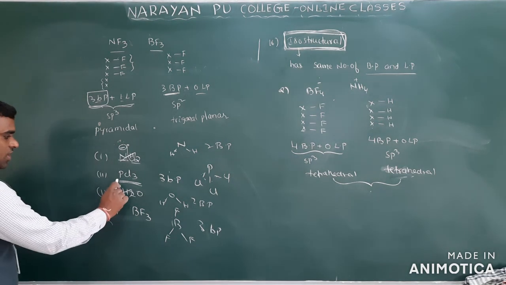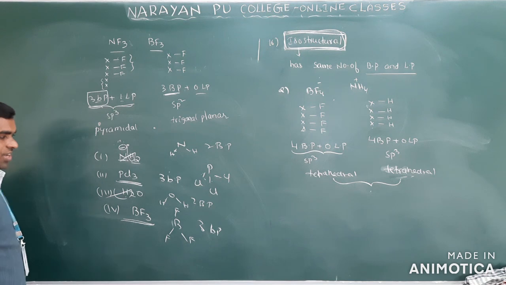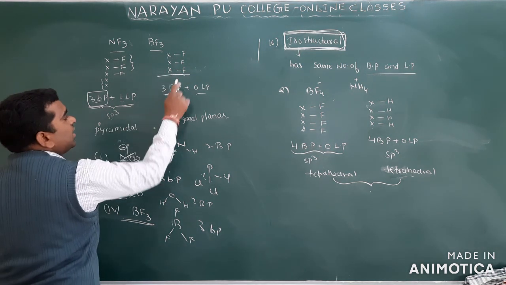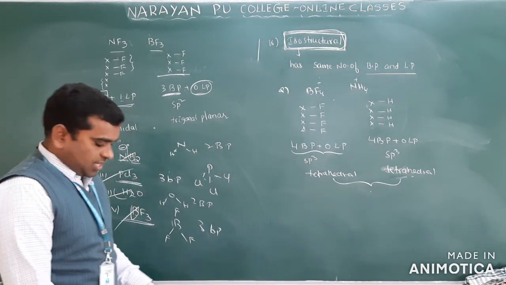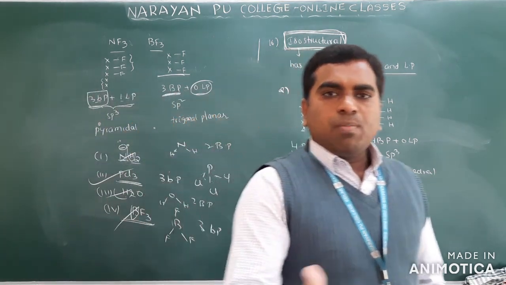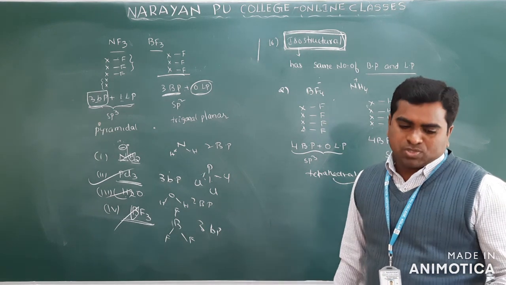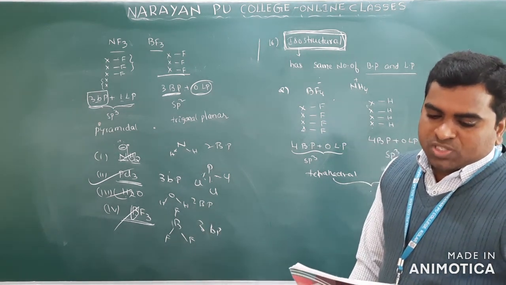The answer is between PCl3 and BF3. BF3, just now I mentioned here, 3 bond pairs, 0 lone pairs. So it is not the answer. So the answer should be this. In that way also you can say. How many bonds are there? That is the bond pairs we will consider. Clear? So question number 18.